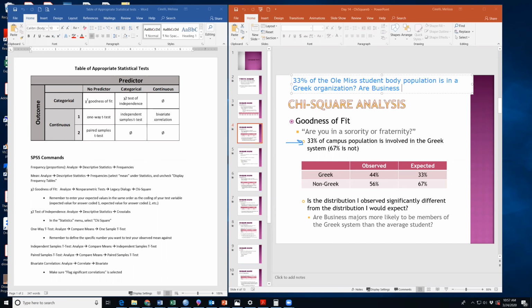Are business students, all right, because this sample, we could call it a sample from marketing majors or a sample from business students, but we can say, are business students more or less likely than the average Ole Miss student to be in a Greek organization, right?